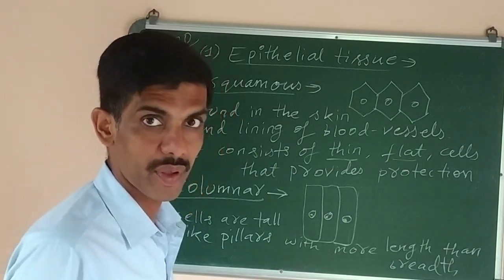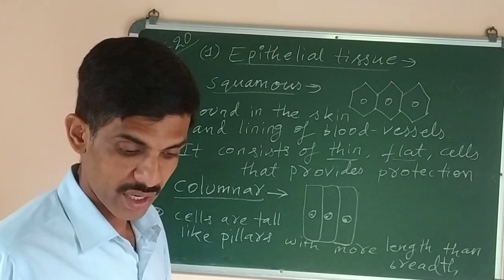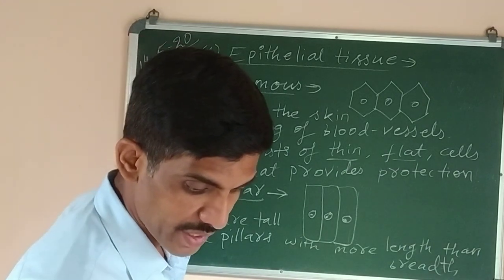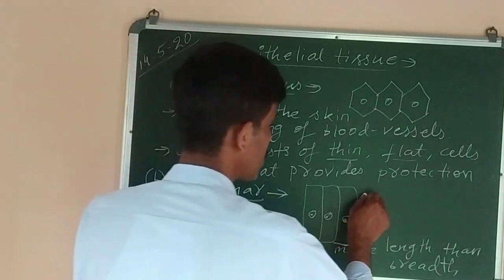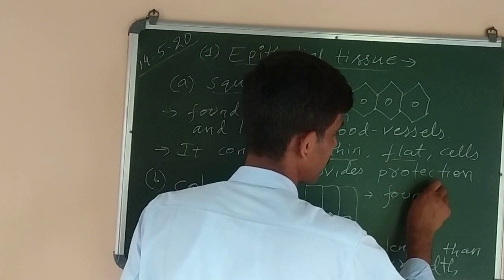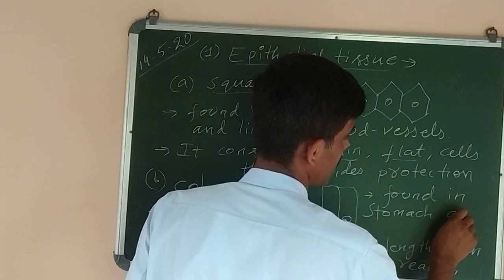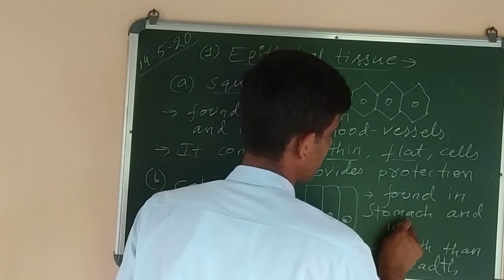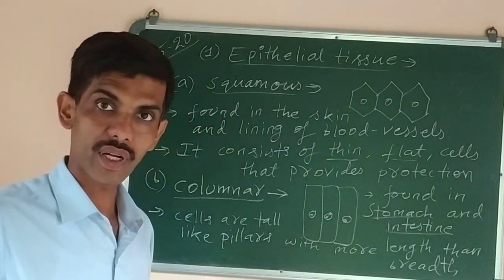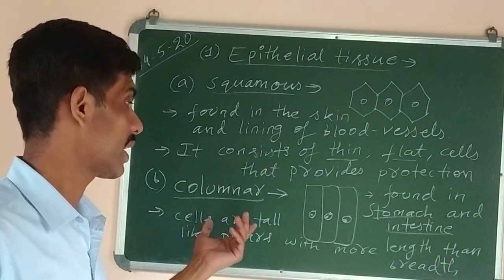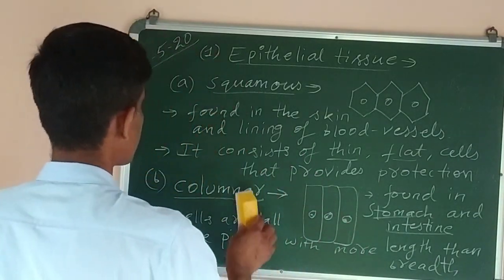Now, where is this type of epithelial tissue found? Columnar epithelial tissue is found in certain organs, like it is present in our intestine and stomach. So it is found in stomach and intestine. This point also you can write. Found in stomach and intestine. Now, what is the function of these two organs, stomach and intestine? They are related with the digestion and absorption of food. So that is the function of columnar epithelium. It will help in digestion and absorption of food.